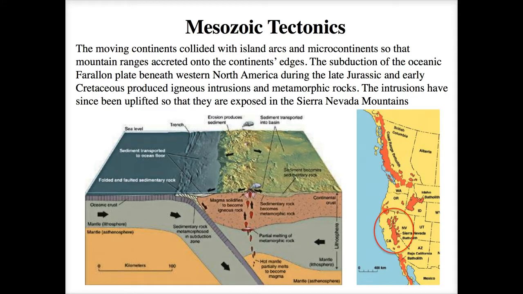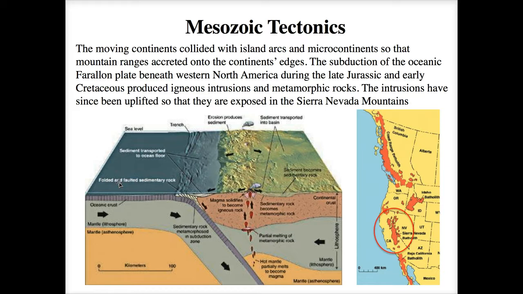So North America collided with island arcs and microcontinents, and so what ends up happening is we basically are getting these mountain ranges accreting onto the continent's western edge. That's going to form the westernmost part of North America during this time frame. So the subduction of the Farallon plate, right? The oceanic Farallon plate beneath western North America during the late Jurassic and early Cretaceous. This is going to produce igneous intrusions, volcanoes, of course, as well, and metamorphic rocks.